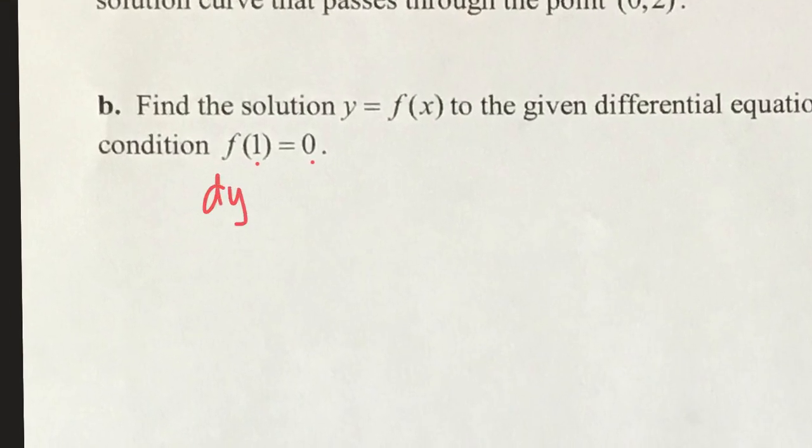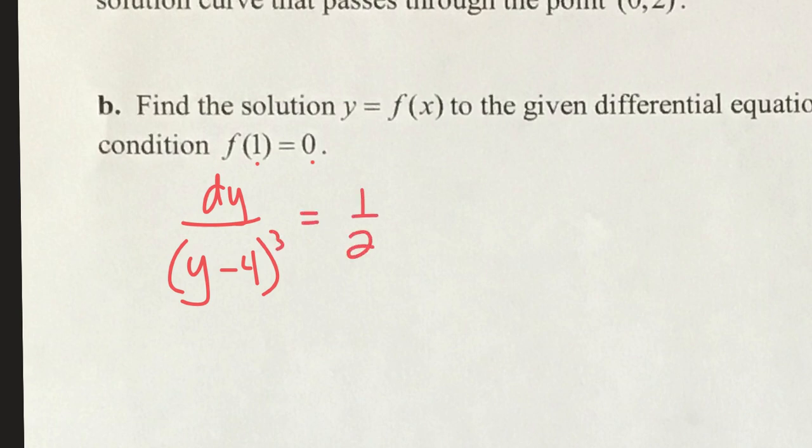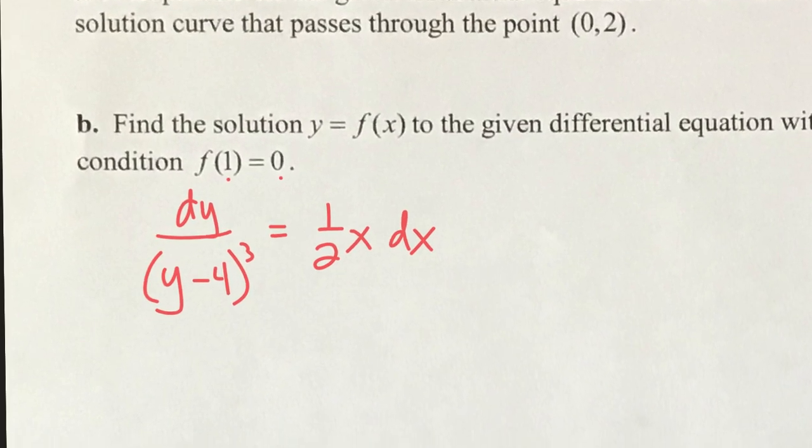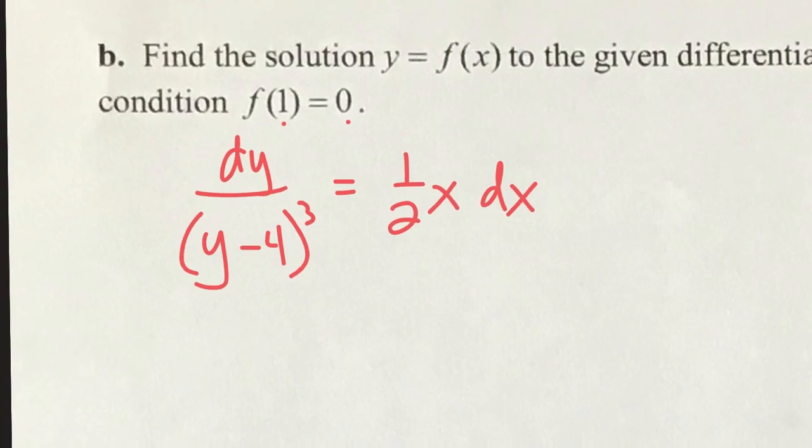So we have dy over (y minus 4) cubed equals 1/2 of x dx. Remember, try and keep the number on the x side. It might be a little easier later on. Okay, so here we have this. Now we're going to anti-differentiate.